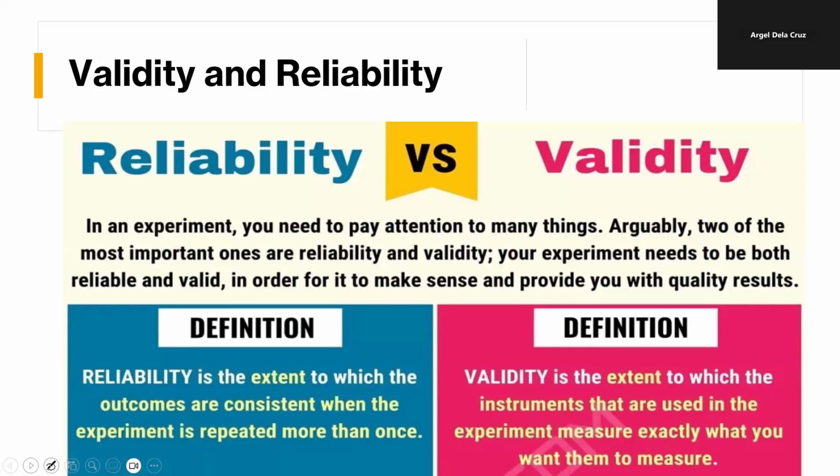So again, we go back to the concept of validity and reliability. Reliability is the extent to which the outcomes are consistent when an experiment is repeated more than once, or in our case, when an observation is repeated more than once. And the definition of validity is the extent to which the instrument used in the experiment or observation measures exactly what you want to measure. So basically, validity refers to the accuracy of your measurement. Reliability means to say your consistency of getting the same answer.